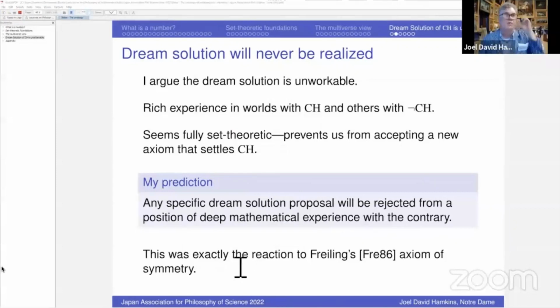Whenever someone proposes a new axiom that settles CH, then that axiom will never be fully accepted. Of course, it might be very interesting and we will study the axiom and so on. I'm not saying that the axiom itself won't be interesting. I'm saying that it won't be accepted as the final true theory. Finally, we will know the answer because we already know what it's like to have CH and what it's like to have not CH.